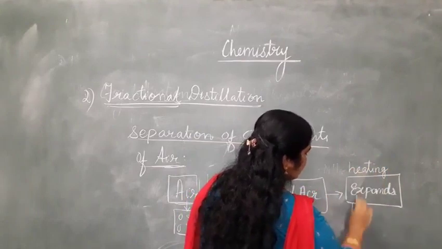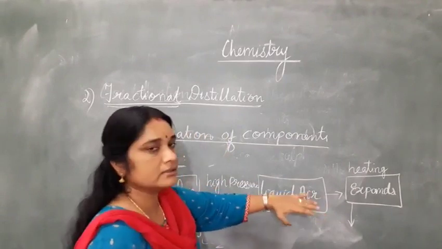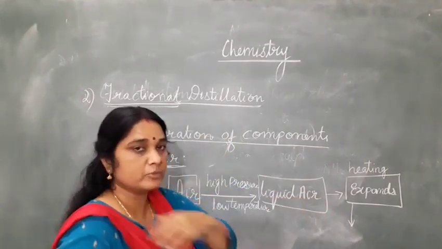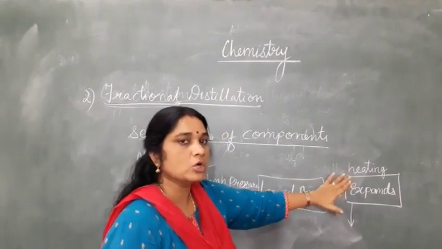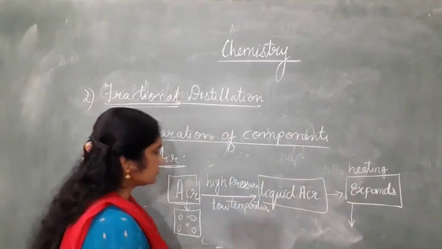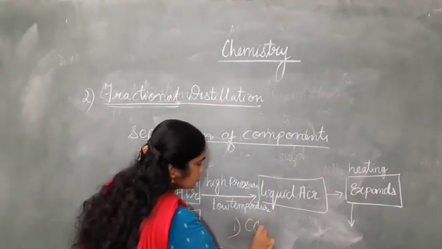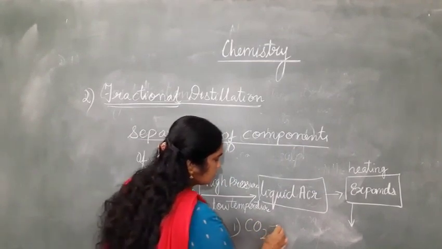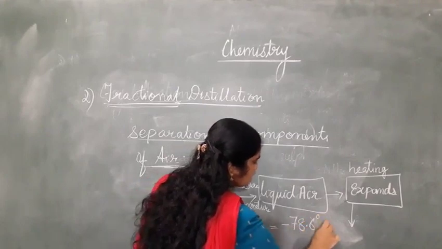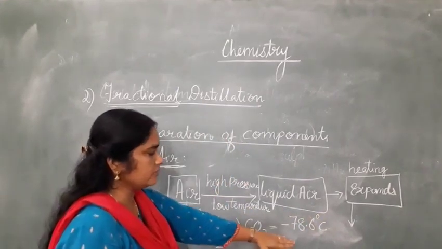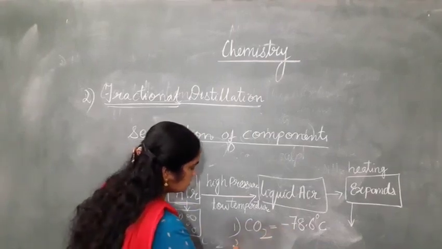Slowly, the liquid air, which has all the different components, each in its own percentage, has different boiling points. So when it is heated, it expands and slowly the vapors are cooled and collected. How will the vapors be collected? Which will be the first gas to be collected? That is carbon dioxide, because its boiling point is minus 78.6 degrees Celsius. This will be the first gas collected.